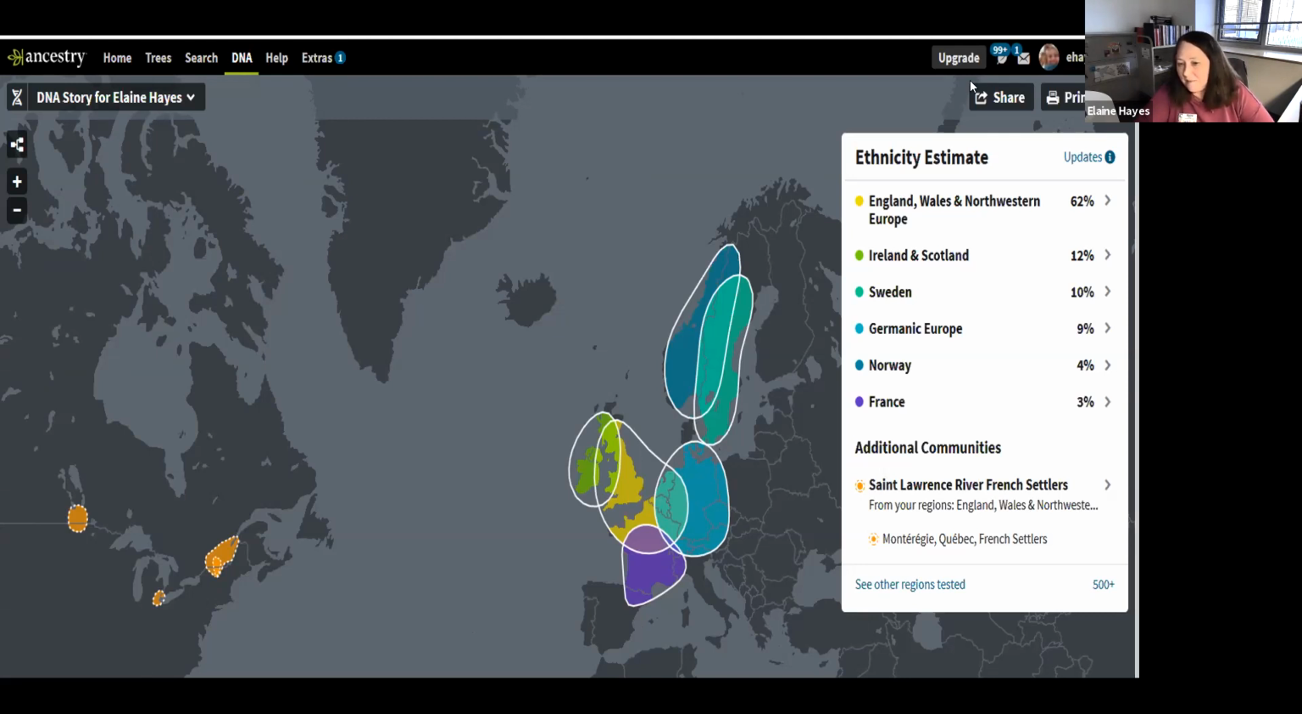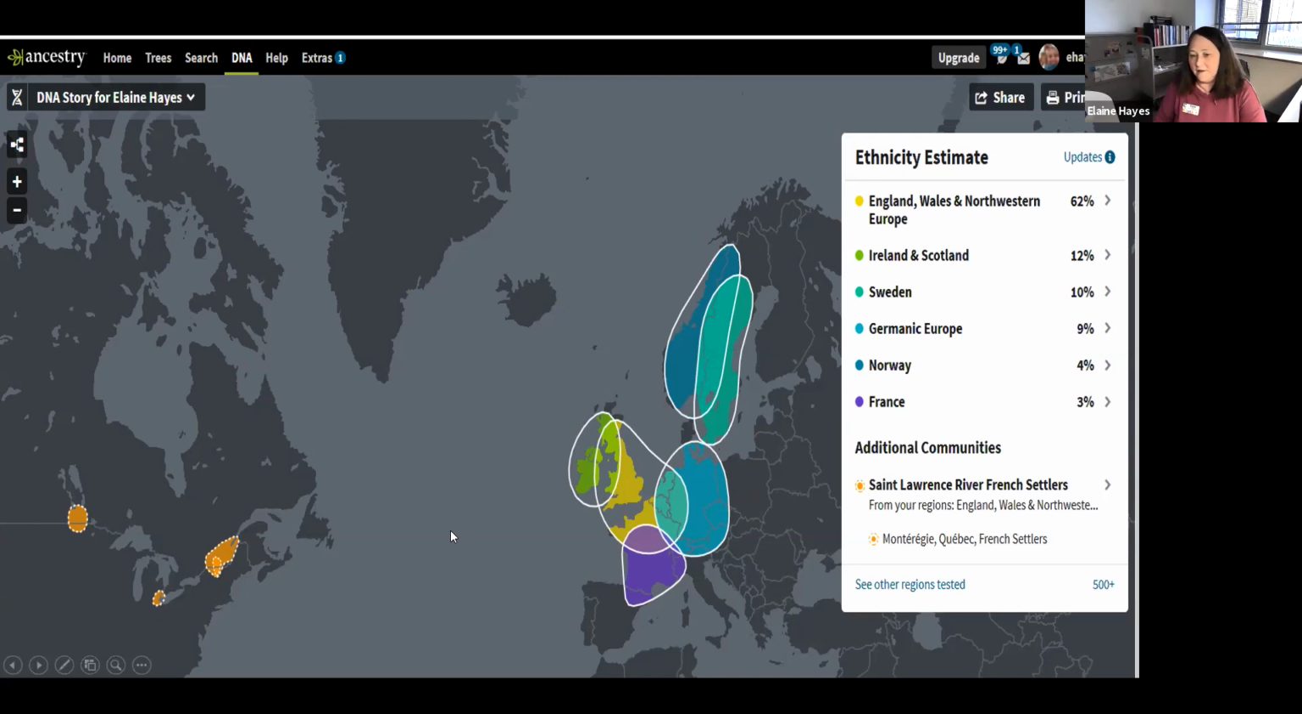And they're also telling me I have a genetic community, the St. Lawrence River French settlers. So these are French Canadians, and that's what's over on the left side of the map. That's because I have connected a family tree to my DNA. So they've looked and said, okay, you've got DNA matches that also have people that were French Canadians and that lived in this area. And we can get more details about different areas by clicking on those areas.